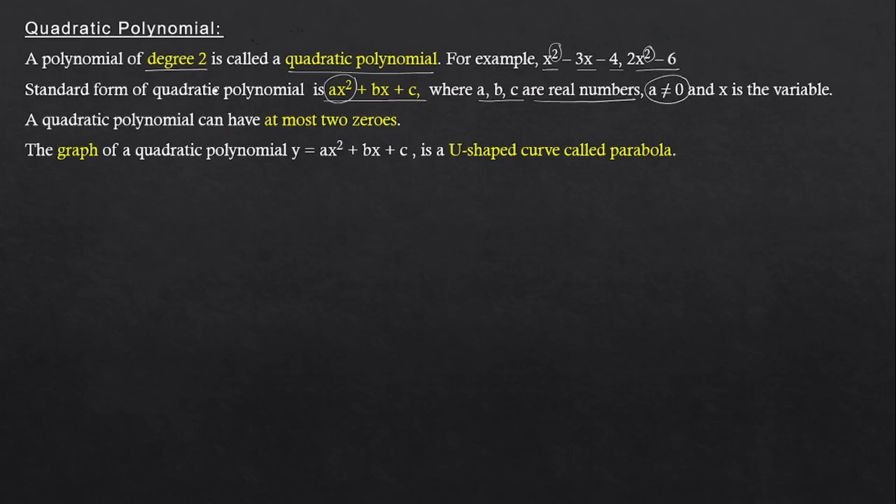Also, we saw that a linear polynomial can have one root or one zero. A quadratic polynomial, since it has degree 2, can have at most two zeros. Now here, see this term, at most. It's a very important term, and what does it mean? We will find it out soon.